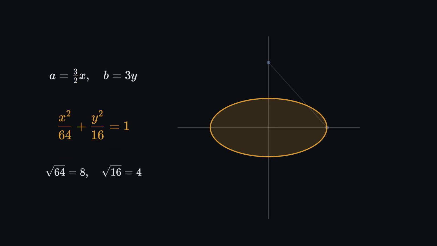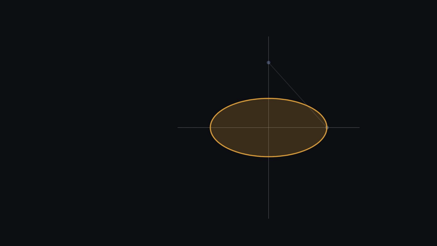Semi-axis 8 along x, 4 along y. No calculus anywhere in that, just a circle stretched unevenly. An ellipse's area is just pi times its two semi-axes. 8 times 4 times pi, 32 pi.